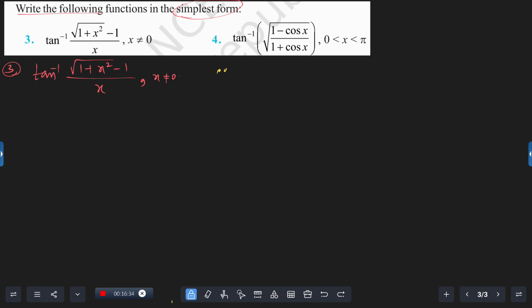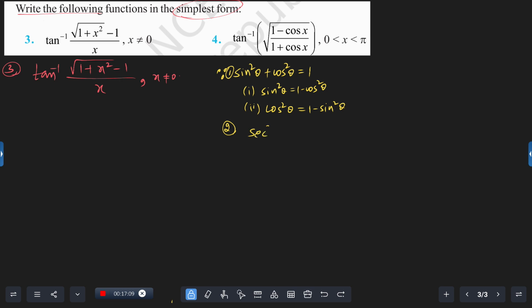Listen carefully. We know that sin square theta plus cos square theta equals 1. If you simplify this, sin square theta equals 1 minus cos square theta, and cos square theta equals 1 minus sin square theta. In this you can observe that we only have 1 minus, but in the question they gave 1 plus. So it is not sin. Okay, right. I am going to the second one.